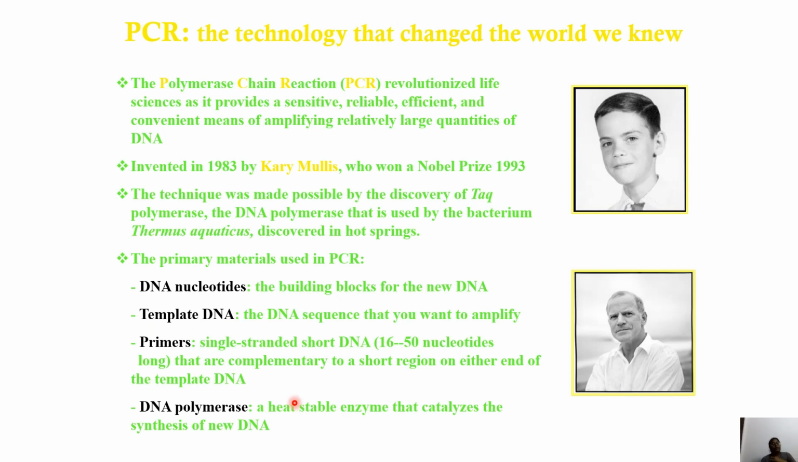So PCR was invented in 1983 by Gary Mullis, who won a Nobel Prize, and this technique basically made possible the discovery of Taq polymerase, the DNA polymerase that is used, from the bacteria Thermus aquaticus, discovered in hot springs.